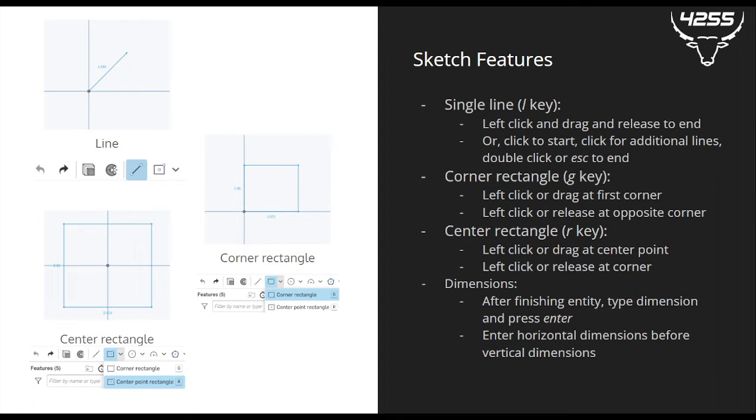Finally, after you finish an entity, so an entity would be like a rectangle or a line or something, you can type any value in, any number, and then press enter, and that will give your entity a dimension. So a general rule of thumb is if you're doing a rectangle, the horizontal dimension gets entered before the vertical dimension. Basically you type one number, press enter, type the other number, press enter, and it will give it a vertical and horizontal dimension.